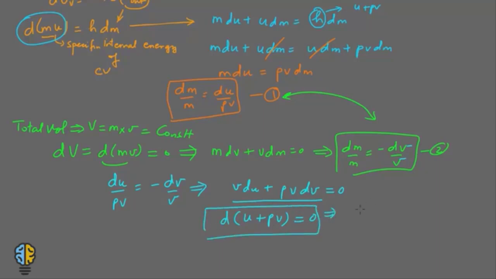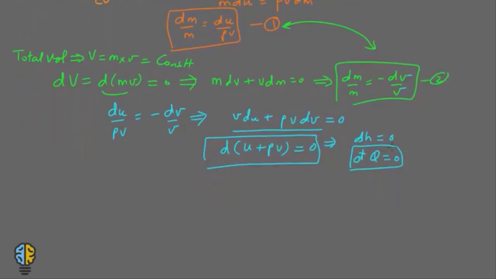This means that the enthalpy change is 0. So if there is no enthalpy change, this means that there is no heat transfer or any heat flow across the system boundary or across the control surface. Okay, so this means that the discharging of a tank is an adiabatic process.